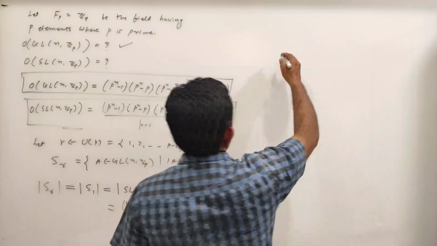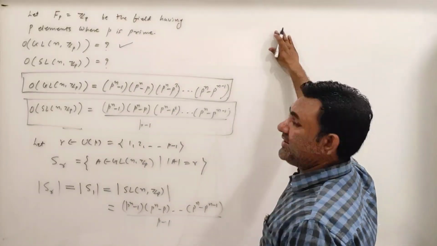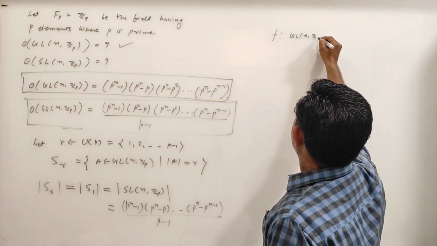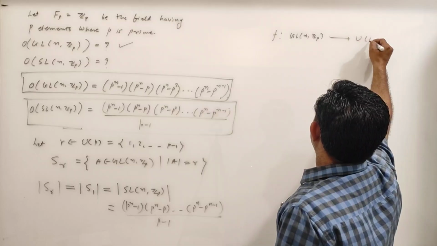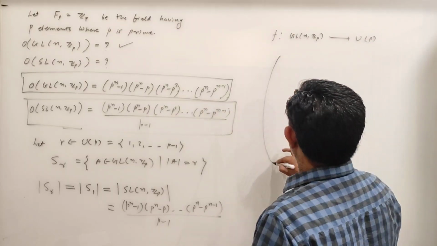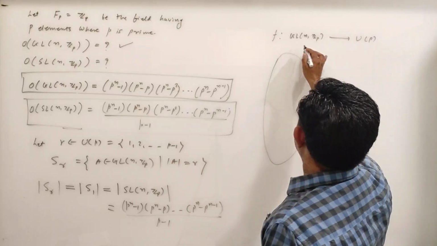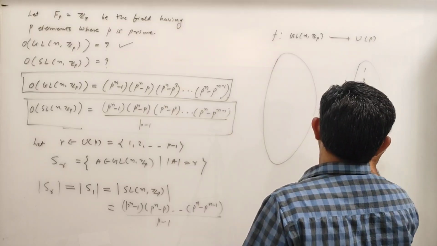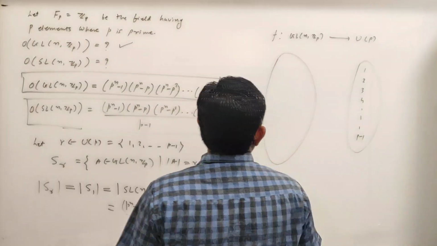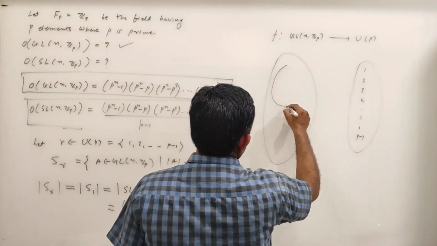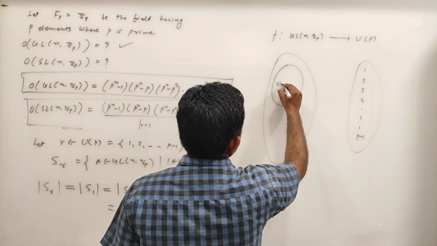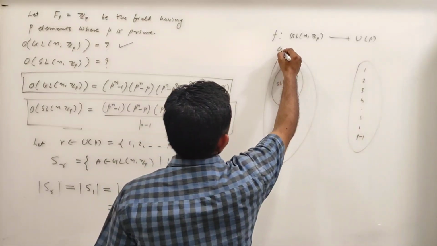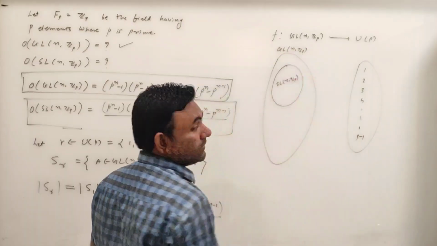See, हमने ये जो मैप बनाया था, logic is very simple. F is a mapping from GL and ZP to UP. तो यहाँ पर क्या था? This is my GL and ZP and this is UP. UP में कौन आ रहे हैं? 1, 2, 3, 4 up to P minus 1. और यहाँ पे तक जो कर्नल क्या थी? SL and ZP. ये मेरा है GL and ZP.